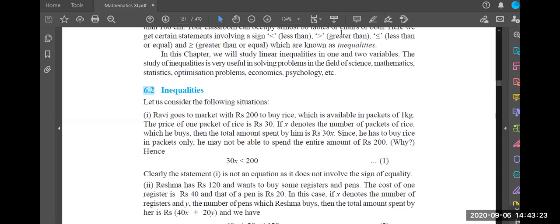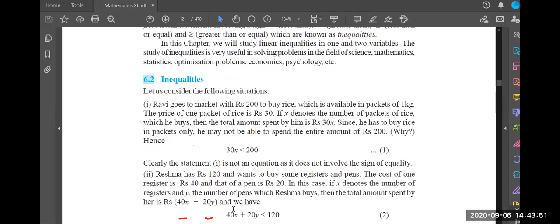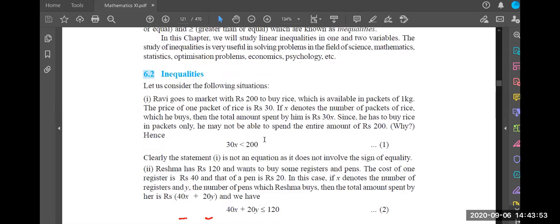So obviously the total amount should be what? Tell me. It is price of register into number of registers plus price of pen into number of pens. Yes or no? Yes. And this amount should be less than or equal to 120. Okay.